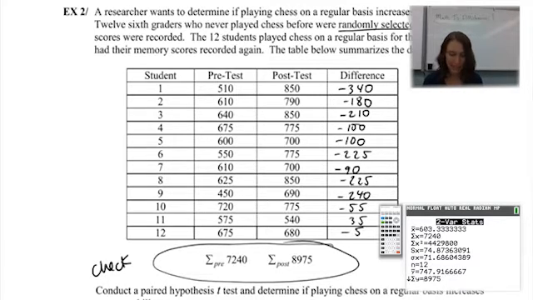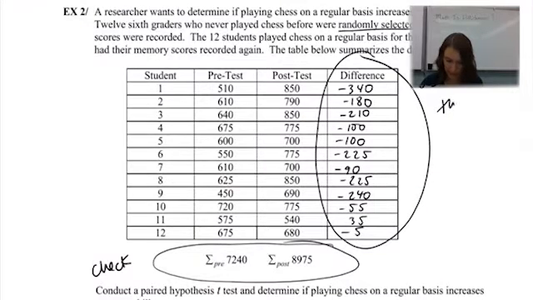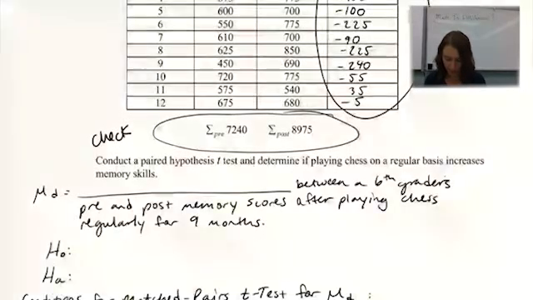Okay, now that we have the differences, we're going to use these when we analyze our data. So it's no longer a 2-sample test. We're going to use 1 sample and we're going to use the difference values. So conduct a paired hypothesis t-test and determine if playing chess on a regular basis increases memory skills.